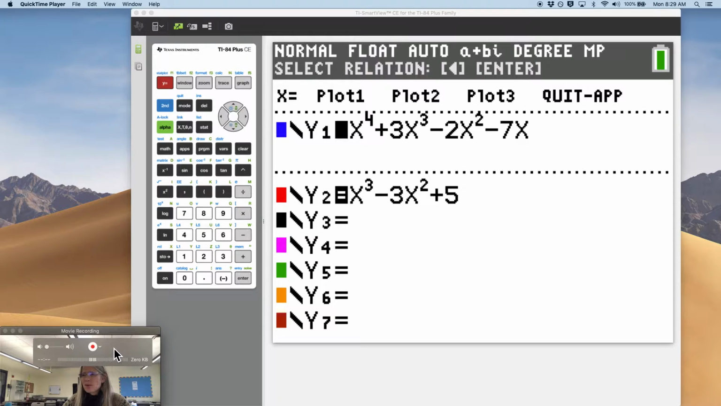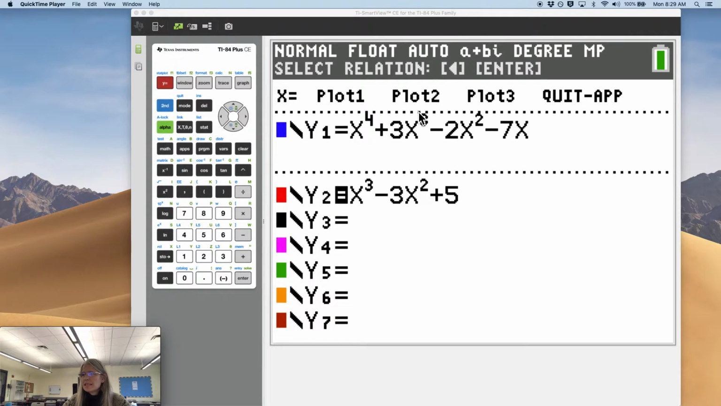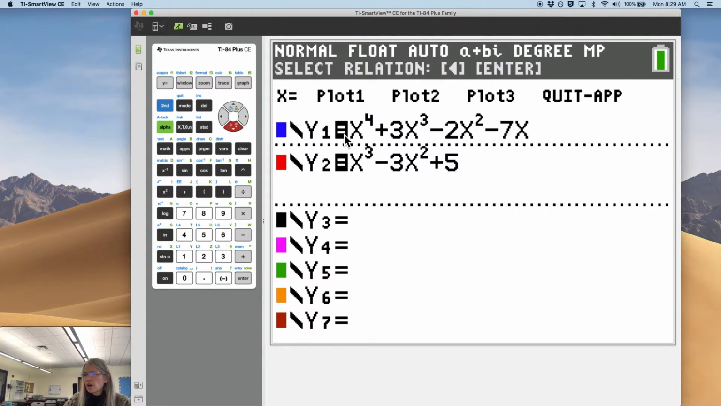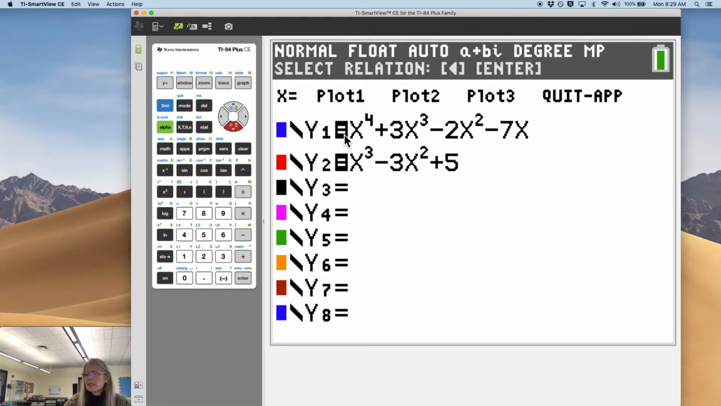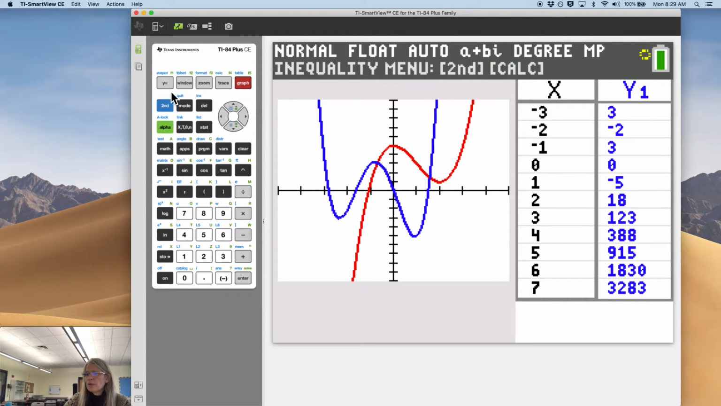All right, so if you could please get these two equations typed into your calculator, you can pause the video here to get those done. And we're going to take a look at the second equation first. So if you see here over the equal sign, it's dark on the equal sign. So that means that it's going to graph both of them. Okay, so if I take a look at my graph, there I have both of the equations.